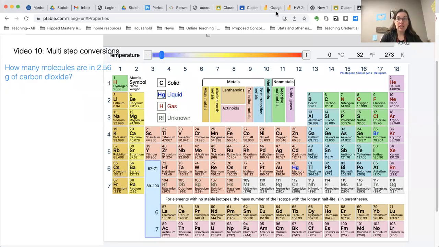Hey everyone, this is video 10, and in this video we are going to investigate multi-step conversions having to do with stoichiometry. We already know how to convert grams into moles and moles into grams using the periodic table. I like to write this little mole map. Moles are kind of like the jack of all trades. They can be pretty much converted into anything. So to go from moles to grams and vice versa, we use the periodic table.